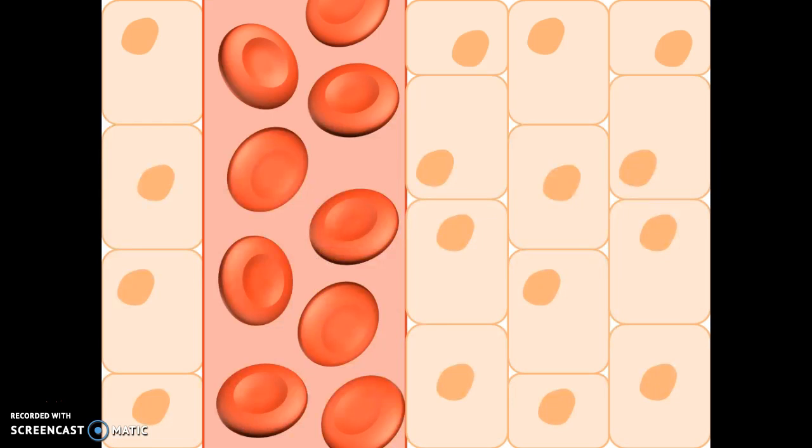Now this is really, really important when we talk about the diffusion of gases in our circulatory system. So our blood cells are going to carry a high concentration of oxygen. That oxygen will move to our cells, which have a lower concentration of oxygen. Our cells are going to have a high concentration of carbon dioxide. Our blood cells will have a low concentration. So the carbon dioxide will move into our blood cells so that it can be brought to our lungs and we can breathe it out.